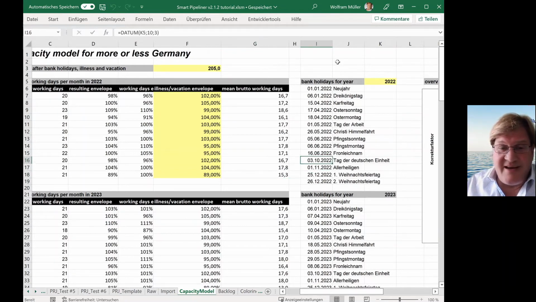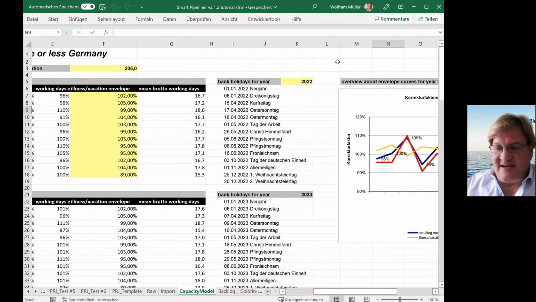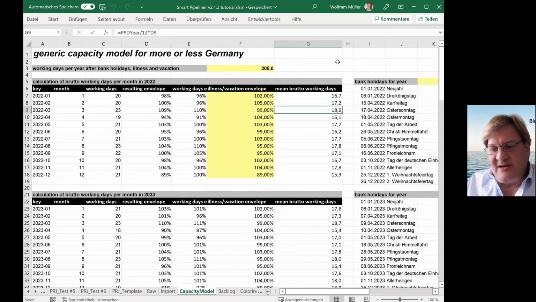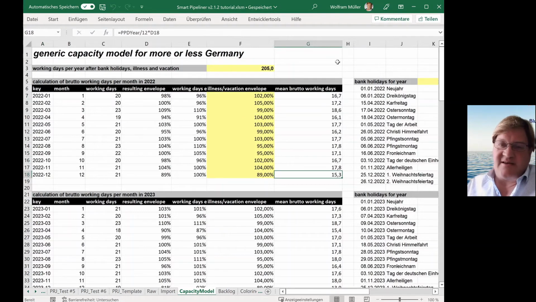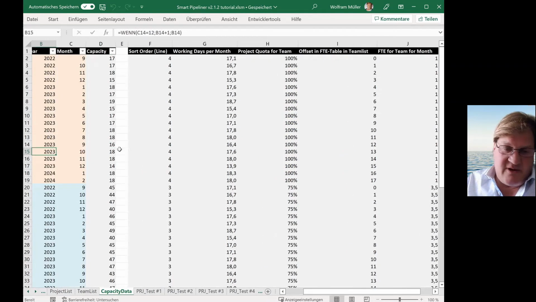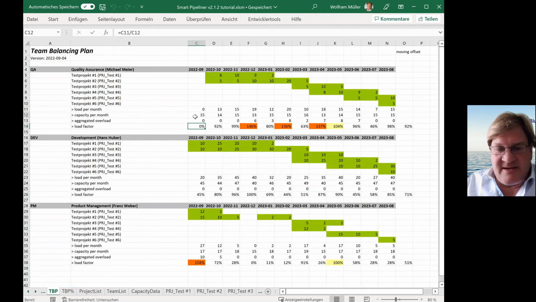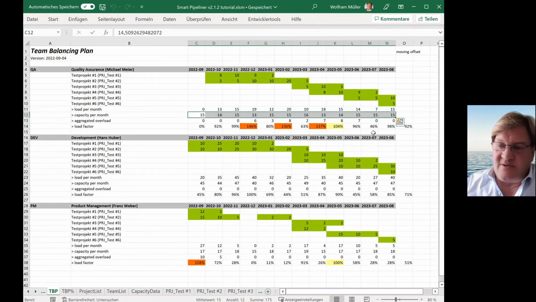Most interesting is how to calculate bank holidays in Germany, and the result is this distribution envelope curve. It's plus minus 10% per month, and then you have a real, clear information about the capacity you have per month. Then you can add the project quota, and multiply it with the full-time equivalents, and then you have a very good idea about the capacity you have per month. And this capacity information is taken into the team balancing sheet as the capacity to calculate the load and the overload.